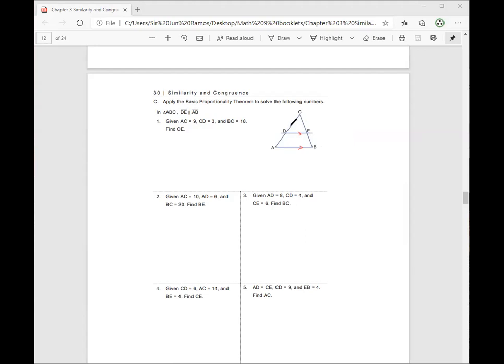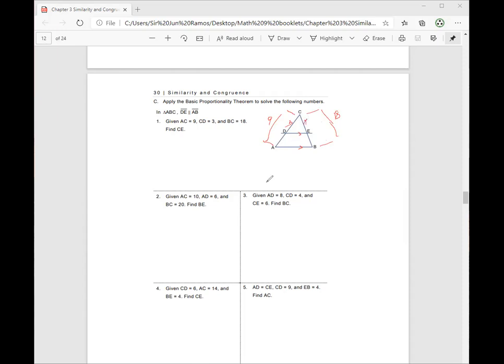What else? DC is to CA, and CE is to CB, and DE is to AB. Okay, that's what the basic proportionality theorem is trying to tell us. So if you are given AC to be 9, and CD is 3, the whole BC here is 18, and you're asked to find CE, that is, let's say, X.